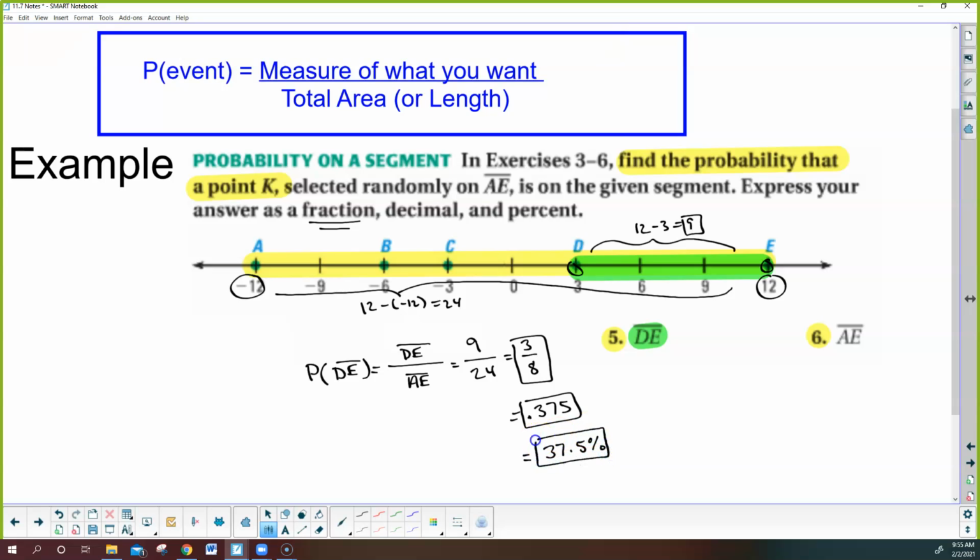But number 5, the probability of event DE is 3/8, 0.375, or 37.5%. So that's the likelihood that a random point would drop on this green line.